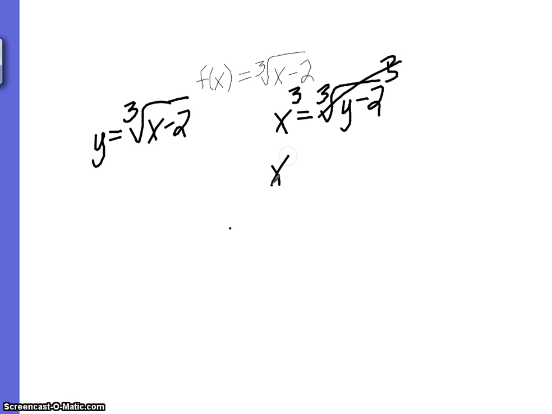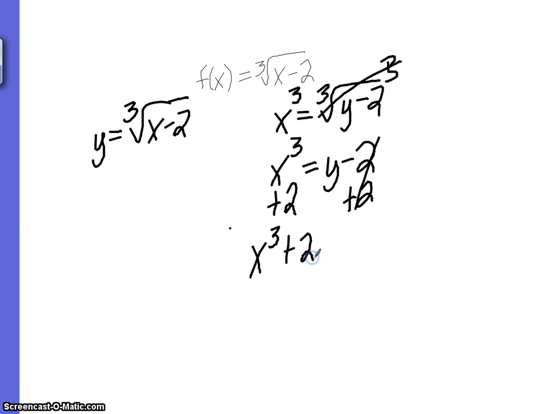So I've got x cubed is equal to y minus 2. Now to finish solving this equation for y, I'm going to add 2 to both sides. So I've got x cubed plus 2 is equal to y. And I'm finished because I have the y solved for.